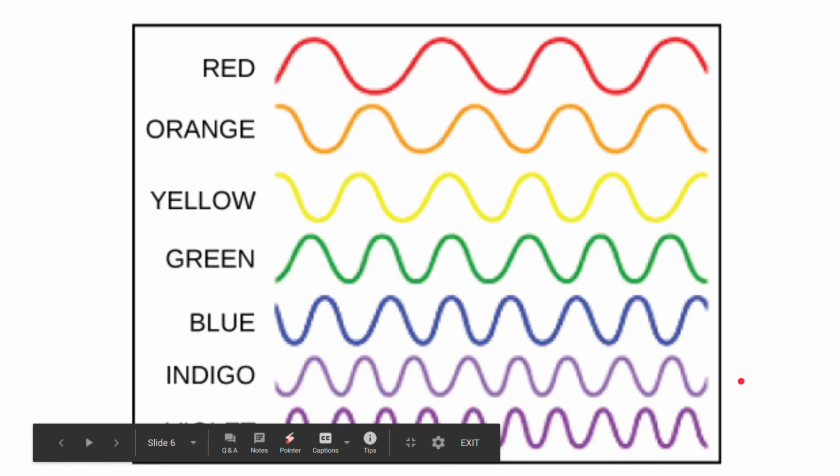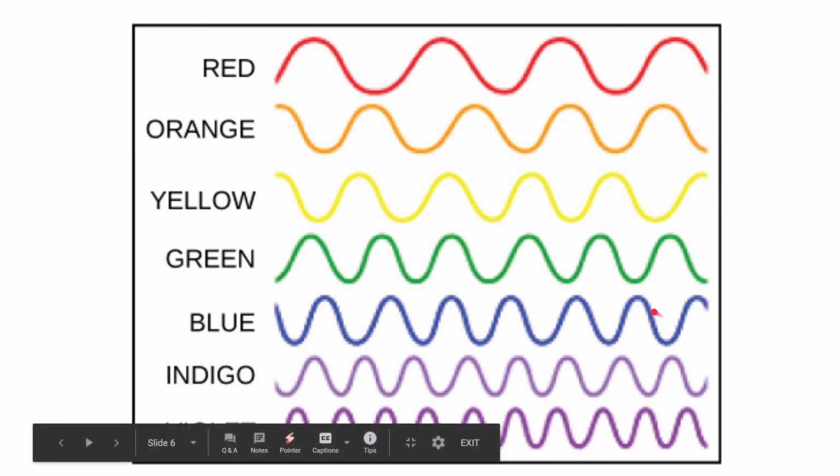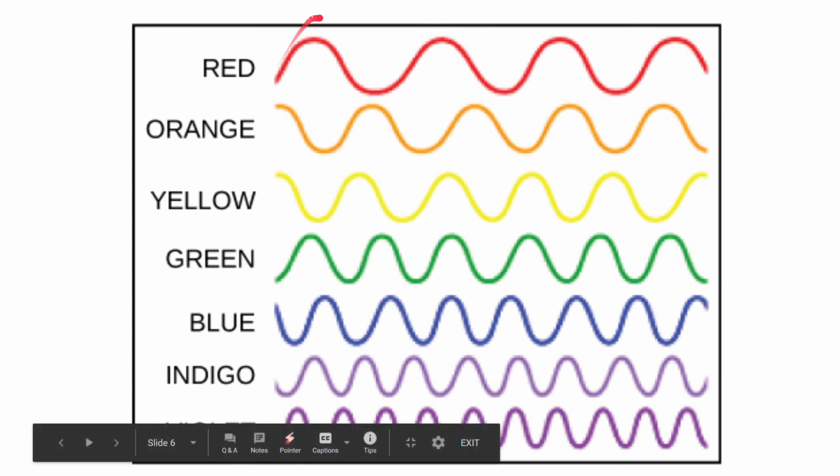Okay. So using this rule, we can assume that a shorter wavelength produces more energy. Here are the wavelengths shown from violet to red. Red has the longest wavelength, meaning it produces less energy. And violet has the shortest, meaning it produces more energy.